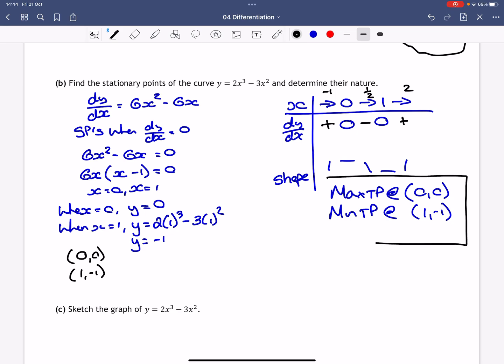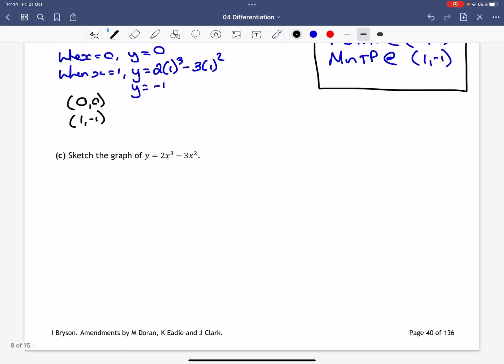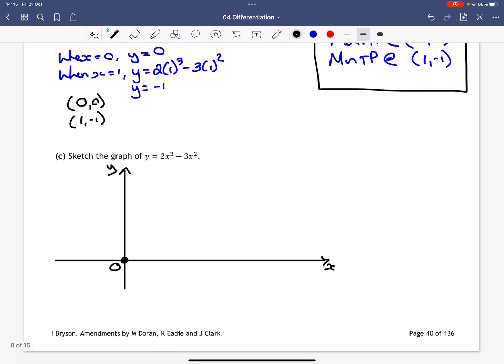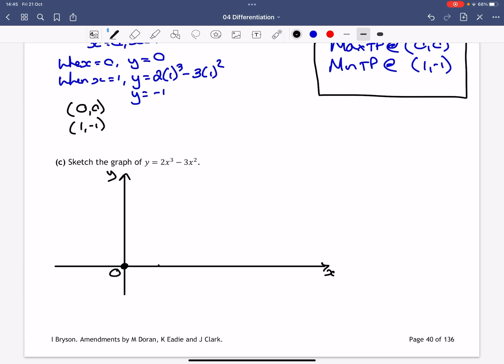Okay, so that's all we need. We know where it cuts the x-axis, we know where it cuts the y-axis, we know the stationary points and their nature. All we need to now do is actually sketch the curve. Okay, so let's go ahead and sketch. So, label your axis. That's the y-axis. That's the x-axis. 0. Okay, so it's cutting the x and y-axis at 0, 0. We're cutting the x-axis also at 3/2, 0, which is just 1.5.